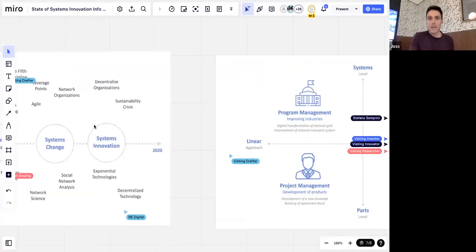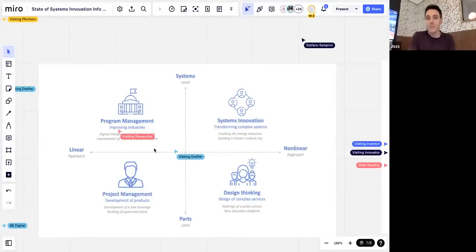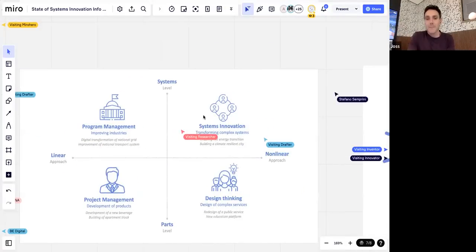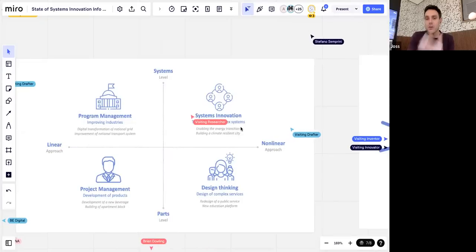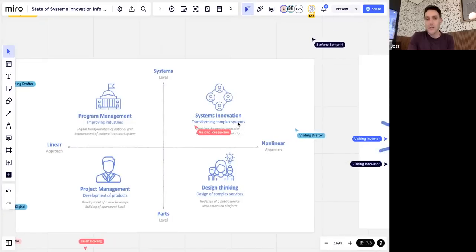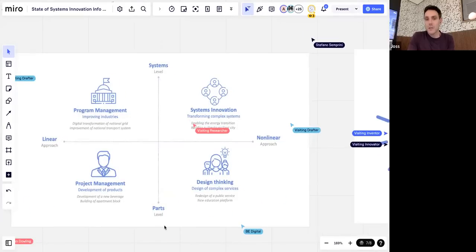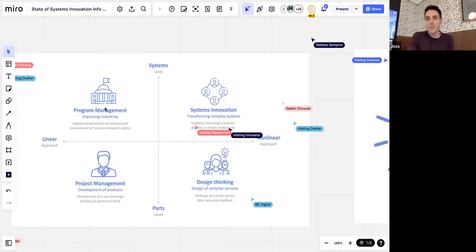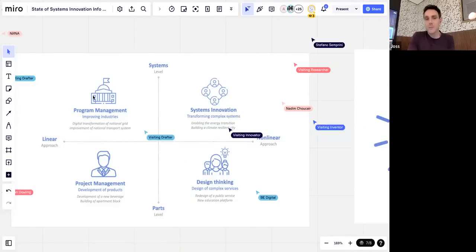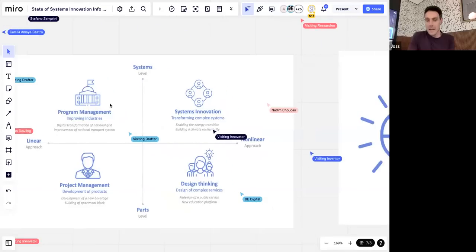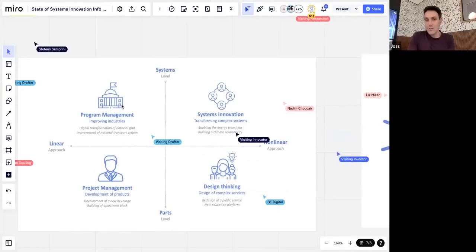Okay, so there's different ways of understanding it, right? One way is talking about what it's trying to do, the kind of problems and approaches that it's addressing and the methods it's using. This is one way of looking at it, from parts to systems up here, and linear versus nonlinear. Down here, you've got linear change in parts, very traditional management stuff. Up here, you've got trying to change systems, but very much a linear approach. It's a lot of what governments would try and do with big programs and changing industries. But it's very linear in nature, even if they're looking at the larger scale.